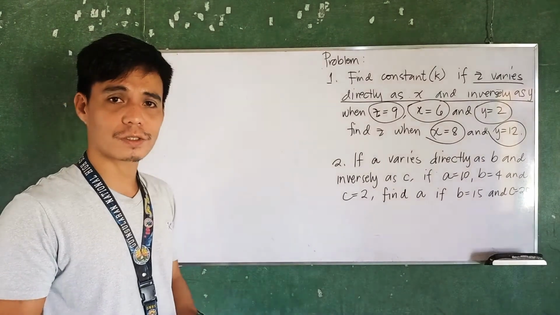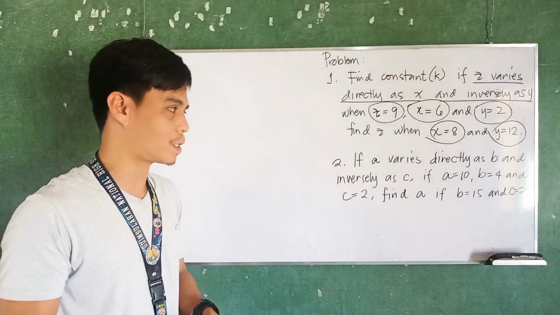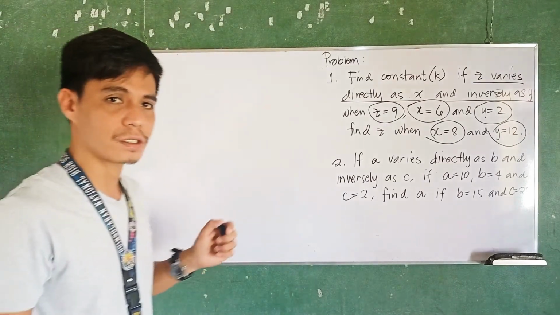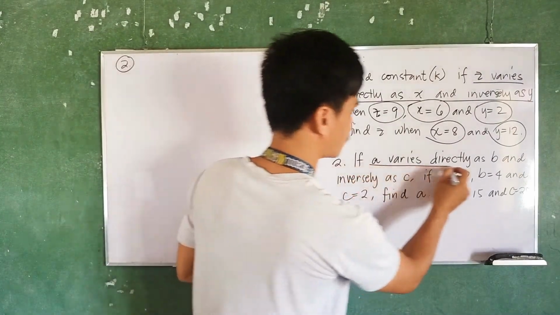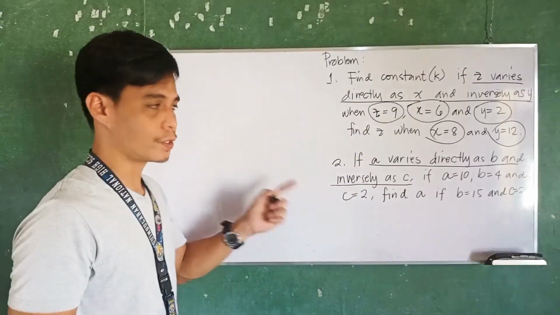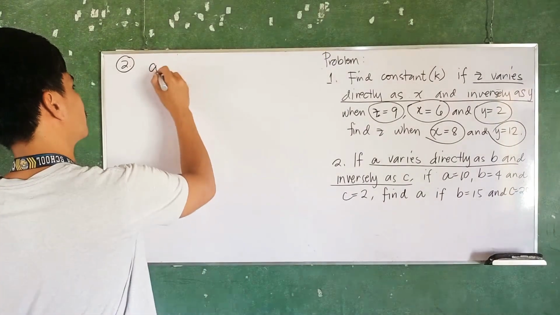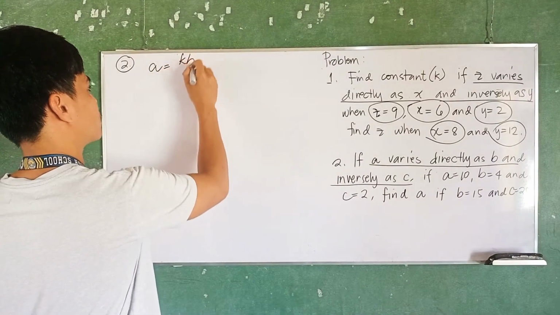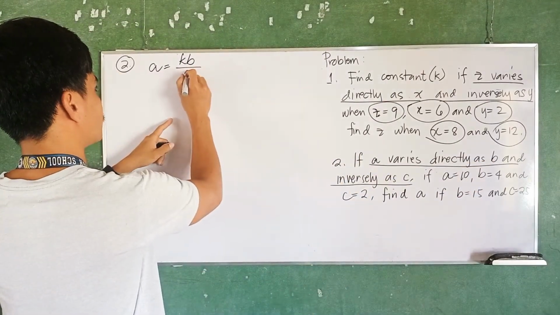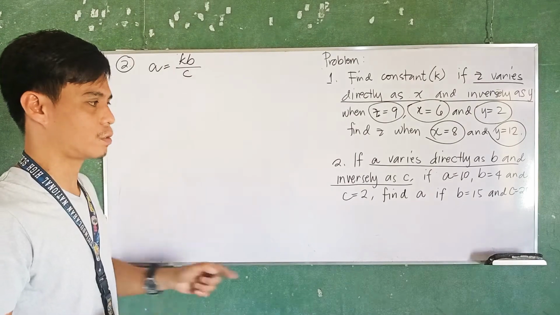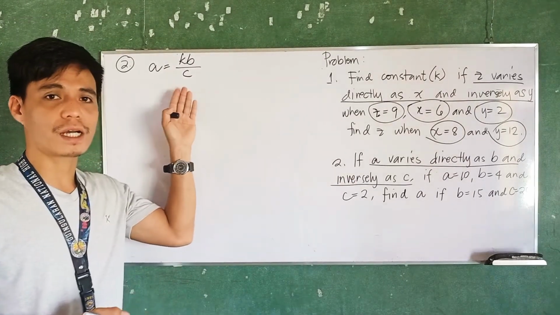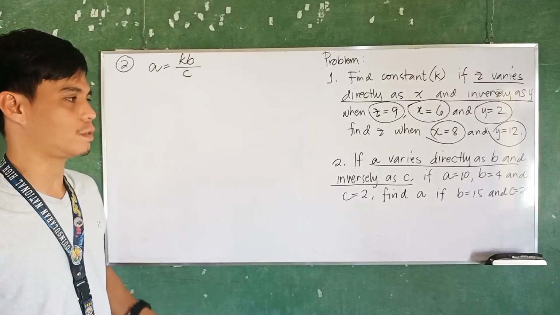So, unang gagawin natin is to translate the statement into mathematical symbol again. So, for number 2, the statement there is your A varies directly as B and inversely as your C. So, therefore, your A varies directly as B and inversely as C. So, your C there will be denominator, inversely as C. And voila, we have our mathematical symbol.